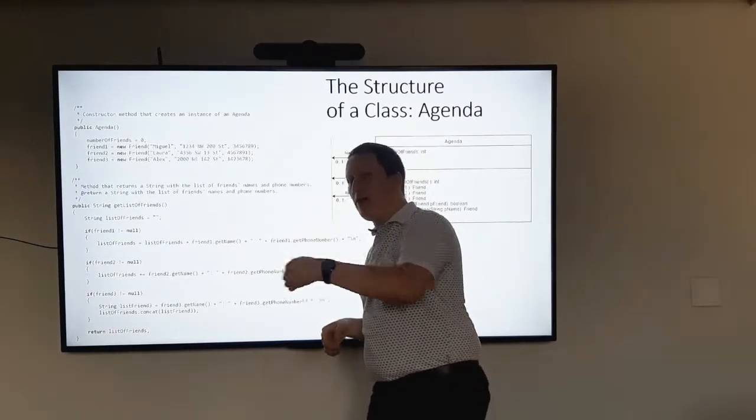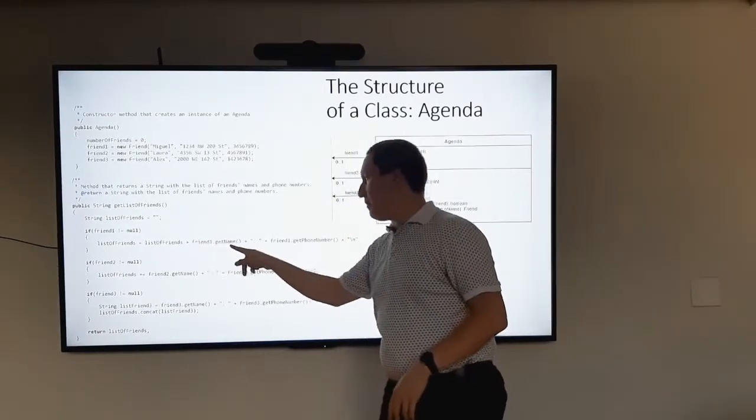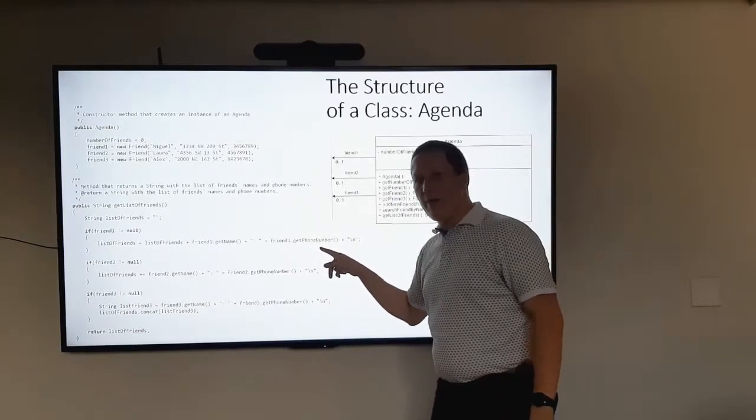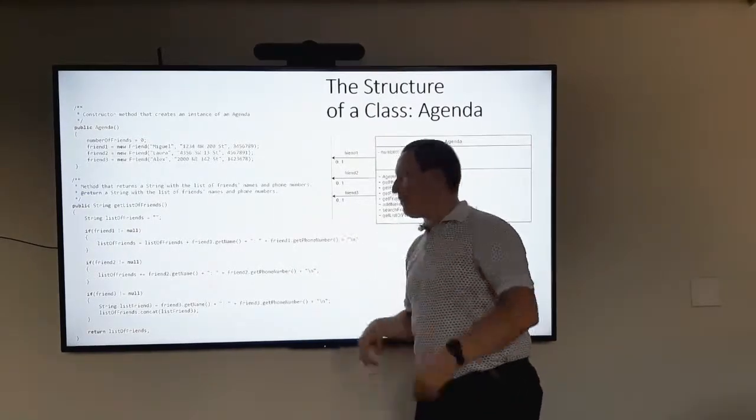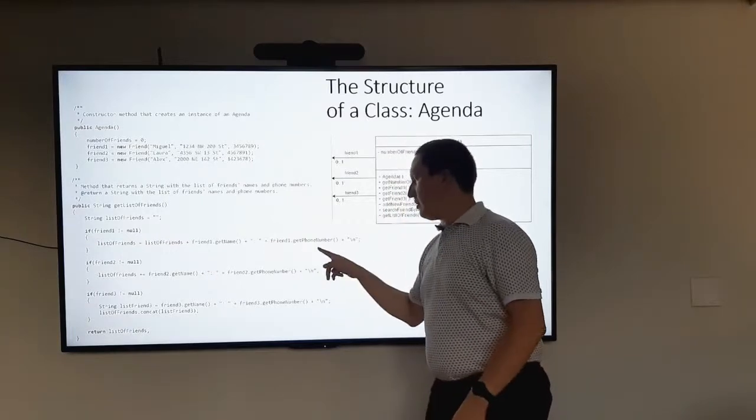Hey, friend 1, give me your name. I'm Miguel. Oh, that's perfect. And friend 1's phone number. Hey, friend 1, what is your phone number? It's blah, blah, blah. That's it.